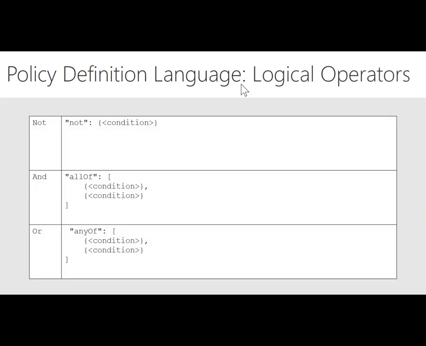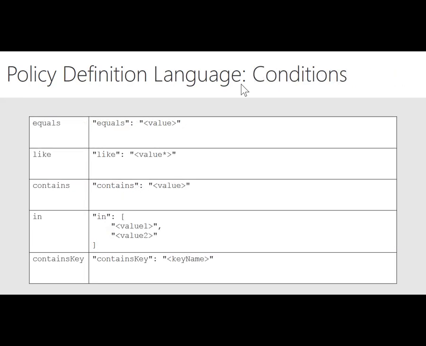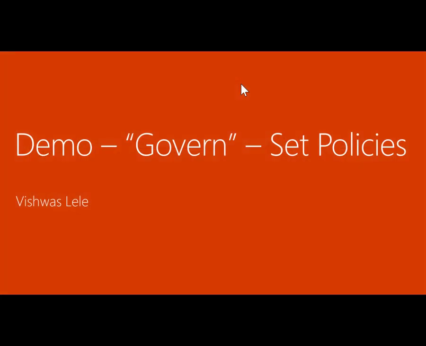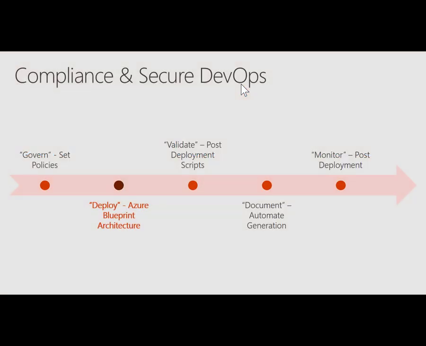Some other aspects of the policy language definition here: do you want all the conditions to be met or one of the conditions to be met, etc. So this gives you a quick idea of the policy definition language. And once again, going back to our compliance secure DevOps lifecycle, we covered the first stage, which is setting the policies. Next, we want to talk about deploying securely from ground up.